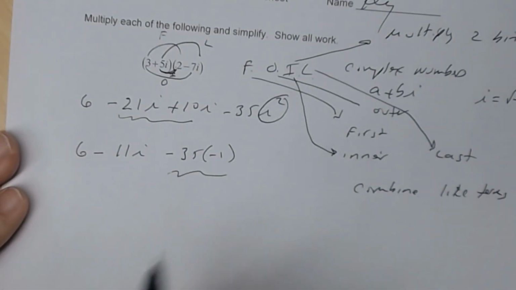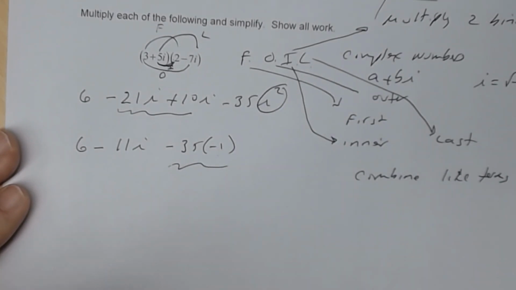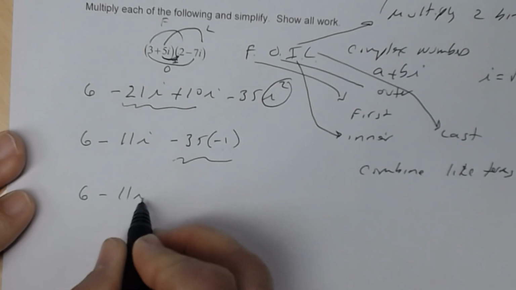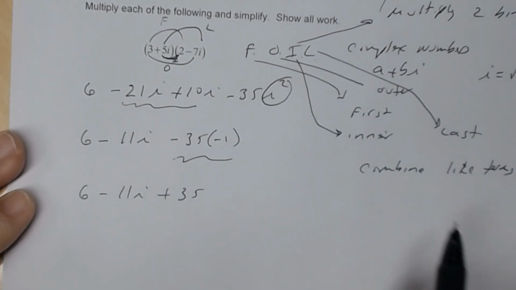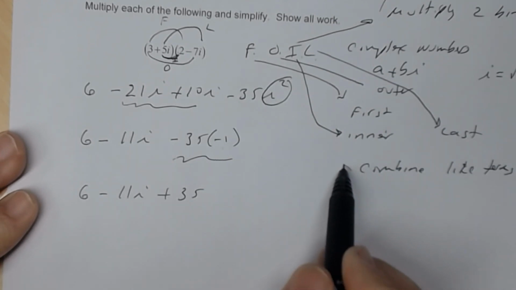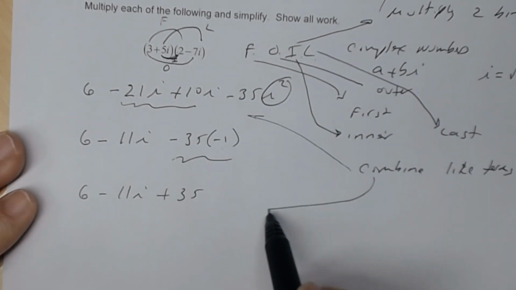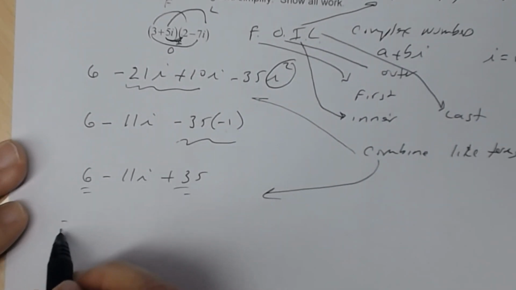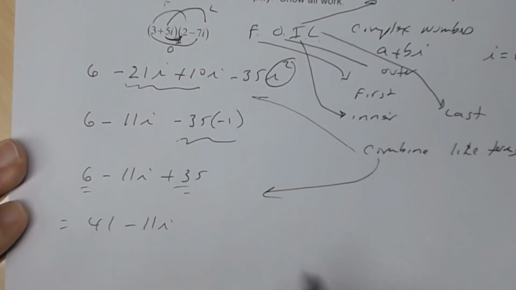Now let's go ahead and simplify this part. -35 times a -1 is a positive 35. So I have 6 minus 11i plus 35. And then remember, we're combining like terms again. 6 and 35 is 41. So I get 41 minus 11i.